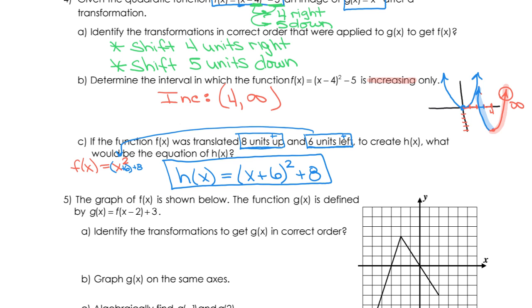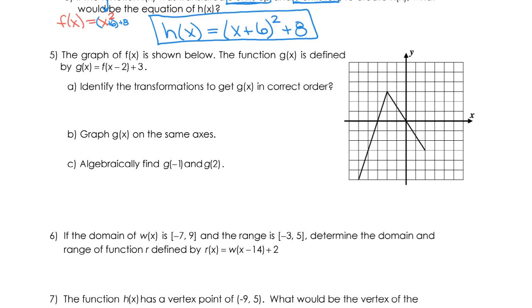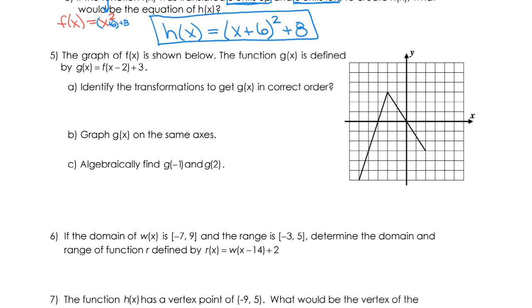All right, good guys. Number 5. It says that the graph of f of x is shown below. The function g of x is identified by g of x equals. Okay. Identify the transformations to get g of x in correct order. So we're going to go ahead and look inside the parentheses and do that first. Okay. When you see a number grouped with x, we're going to say that that's a shift of 2 units. I would think left, but it's the opposite of what you think. So it's 2 units right.